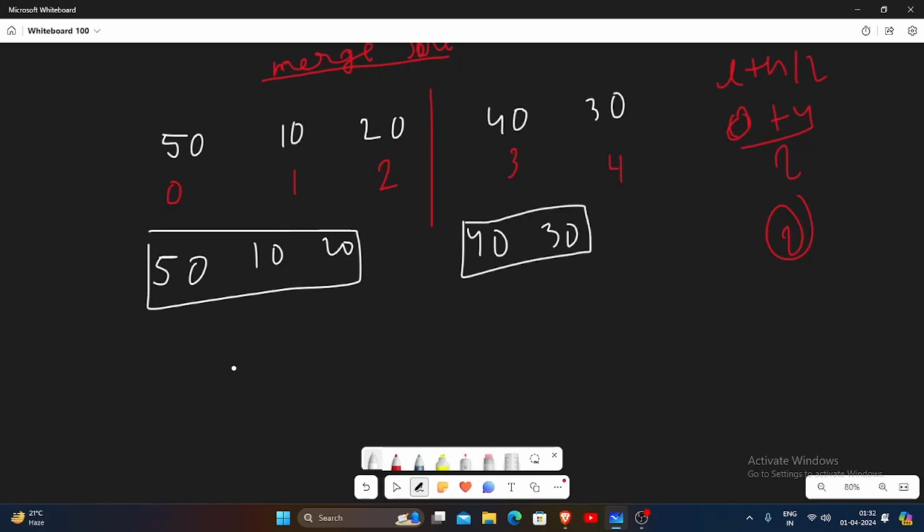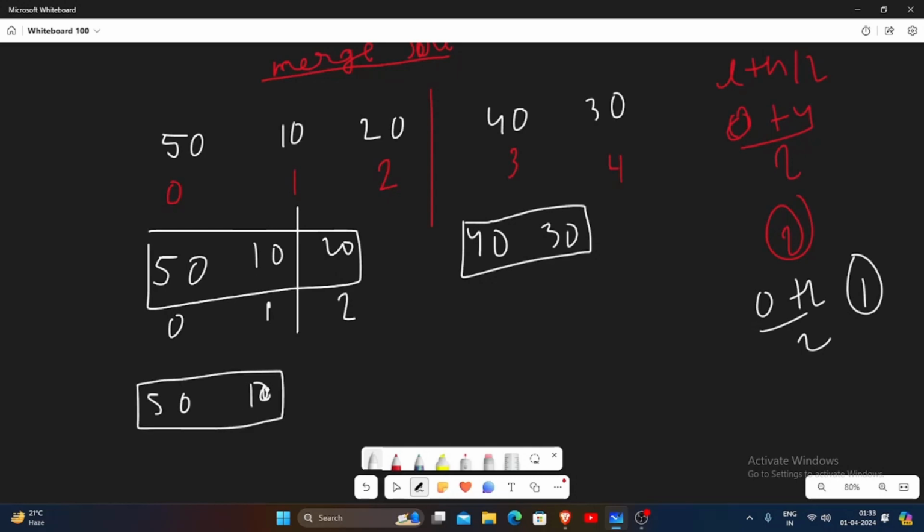Okay. Now recursion gets called. The same thing we applied for this array, we are going to perform for these two arrays recursively. Okay, what we did for this, the same thing we will do for that. So for 50 to 20, indices are 0 and 2. We will calculate mid. Mid will be 0 plus 2 by 2, which is 1. So the break would be here. So we get 50 and 10 in one half and 20 in another half.